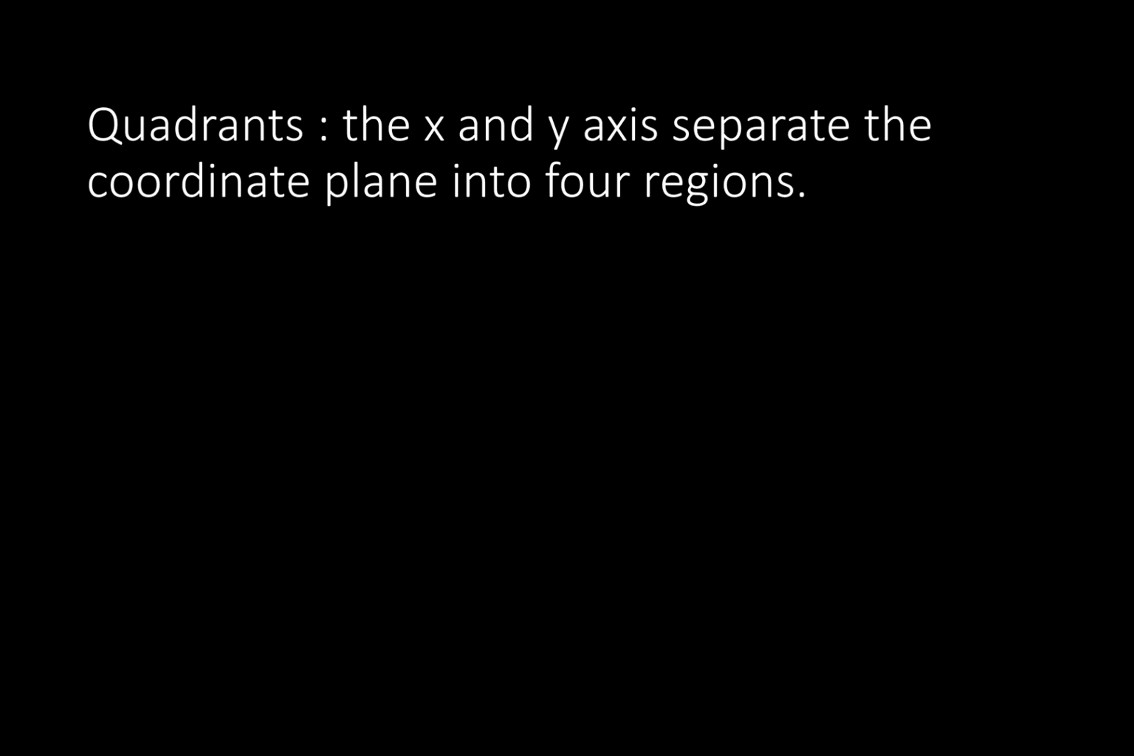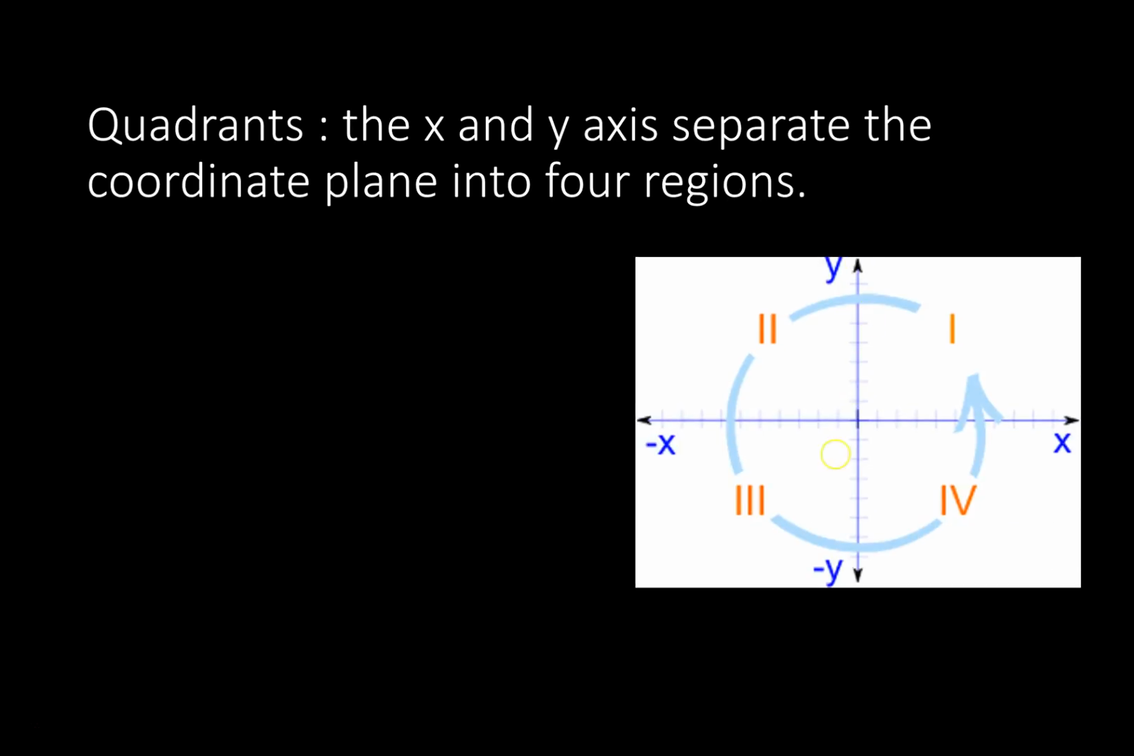So quadrants: the x and y axes separate the coordinate plane into four different regions. I have my x-axis going across, my y-axis going up and down, and the numbering goes counterclockwise. Number one's on the top right, two's on the top left, three's on the bottom left, and four's on the bottom right. So just know that it goes counterclockwise, 1, 2, 3, and 4. That's just in case you're not a big Roman numerals fan.